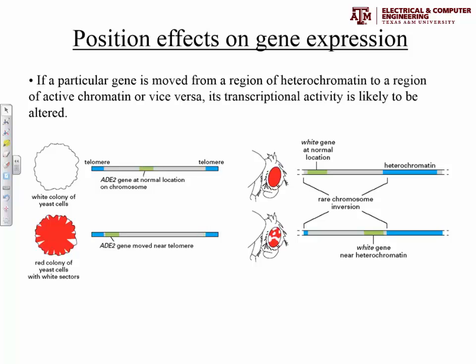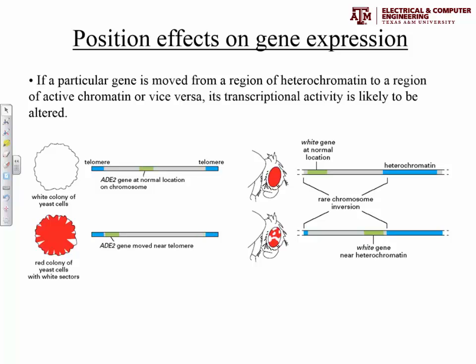Another example is fruit flies, on the right. Fruit flies have red eyes, and there is a gene called the white gene. In this figure, at the top, this is its normal location, right? Today it's possible to move it artificially in the lab, but even due to some random event, some rare chromosome inversion could take place, and this gene could end up here.